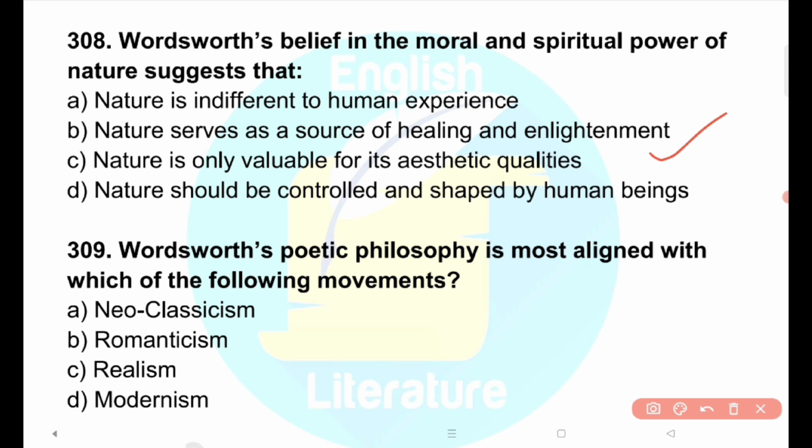Nature should be controlled and shaped by human beings. No, Wordsworth revered nature. He opposed industrialization and believed in harmony between man and nature. Nature is indifferent to human experiences. No, Wordsworth saw nature as deeply connected to human emotions and morality. Tintern Abbey.